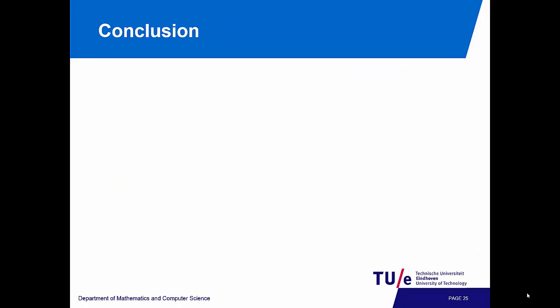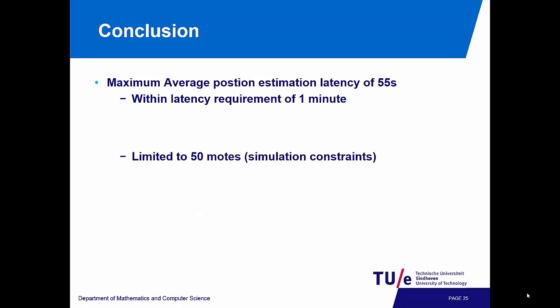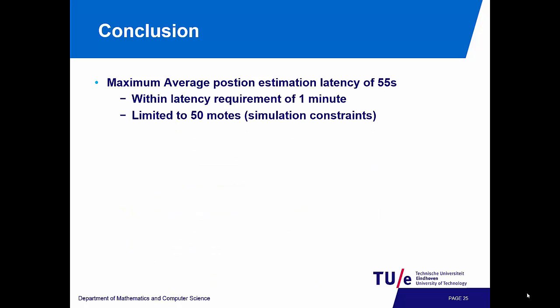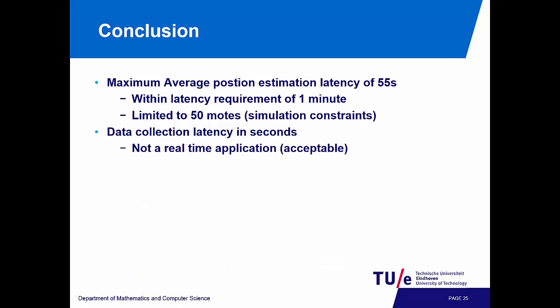Now, here are some final conclusions drawn from the results. The worst position estimation latency for the experiments is 55 seconds, which is well within the requirement of 1 minute. However, the experiments were limited to 50 nodes max due to the simulation memory constraints. Similarly, the data collection latency is in seconds. Since it is not a real-time application, this is acceptable.